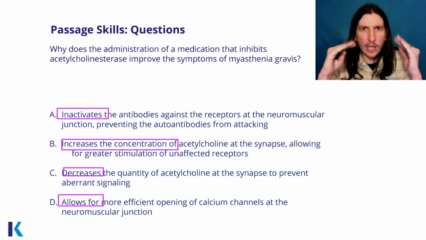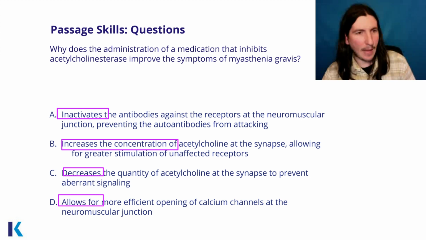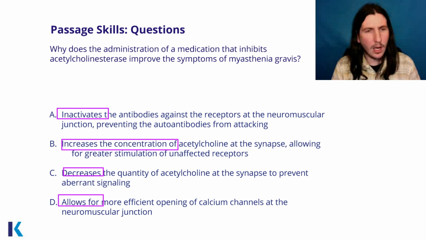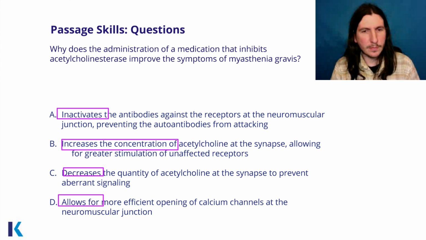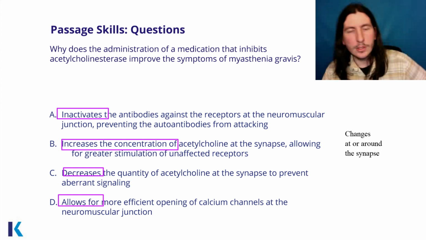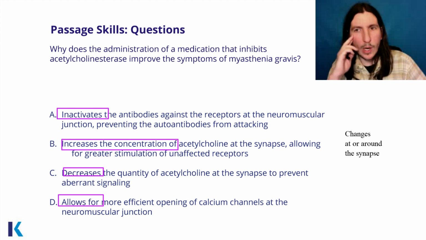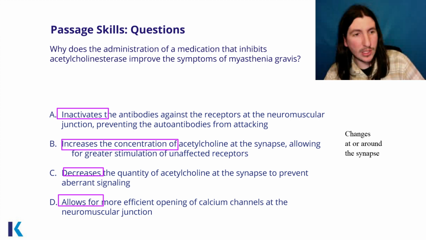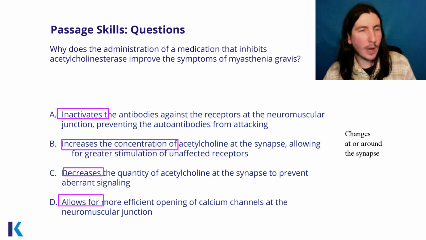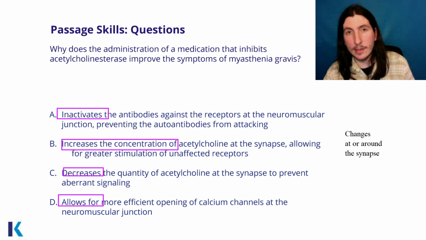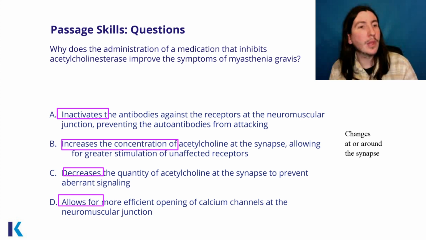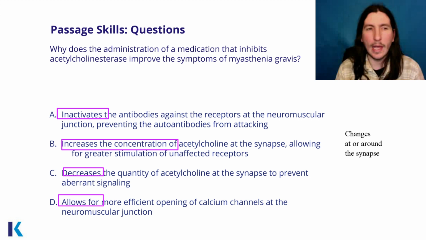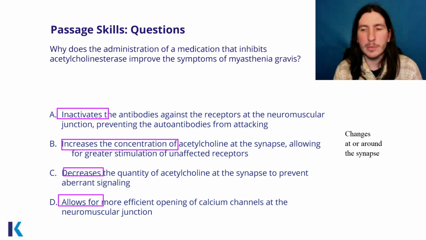Okay, so changes at and around the synapse. The answer choices, and this is not a thorough read. At a glance, I see this and go, oh, changes at or around the synapse. All right, so with that pattern of the answer choices in mind, now I go up to the question. And the question being just one sentence, we do read the whole thing. Why does the administration of medication that inhibits acetylcholine esterase improve the symptoms of myasthenia gravis?